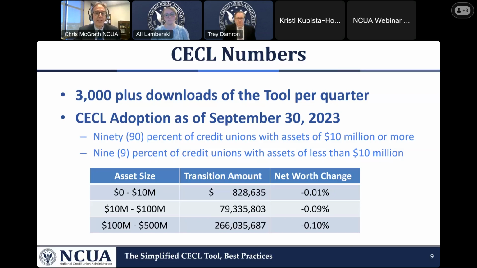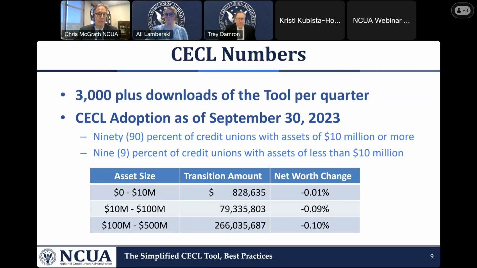There are nearly 3,000 credit unions with assets of 10 million to 500 million. As of September 30th, 90% of those credit unions have adopted CECL. And on average, the decrease to their net worth has been about 10 basis points. Put another way, the hit to the net worth ratio on average is less than 1% of the net worth balance.